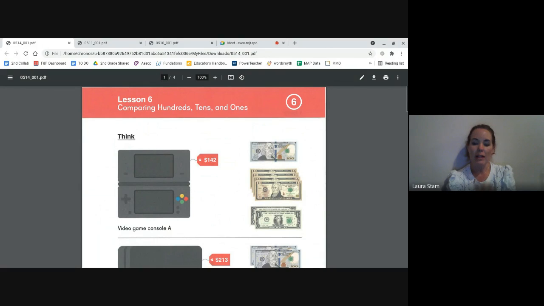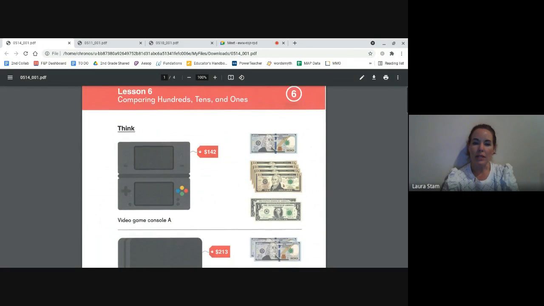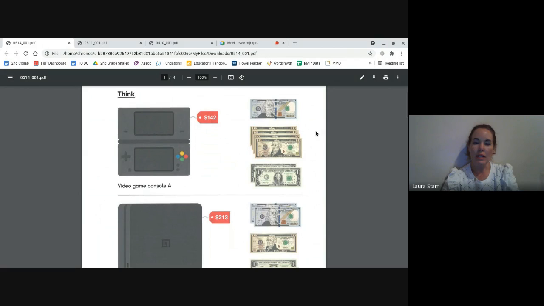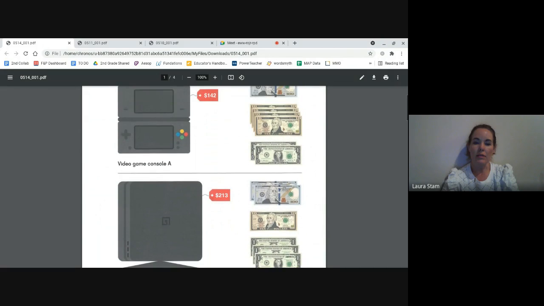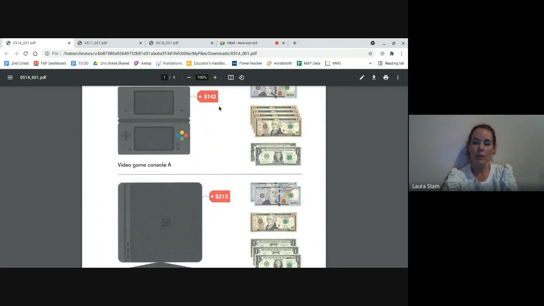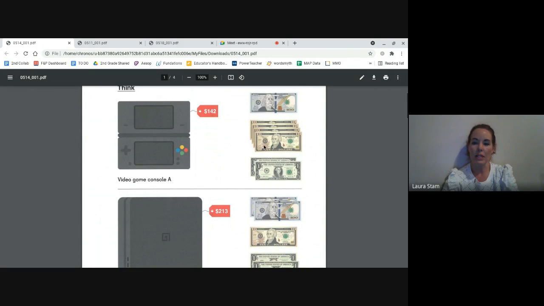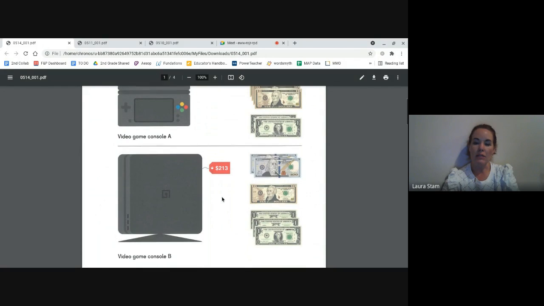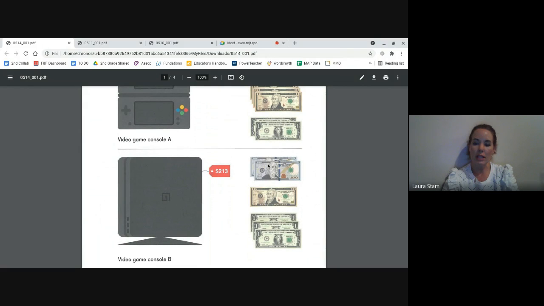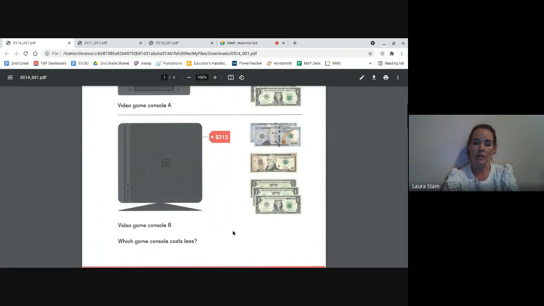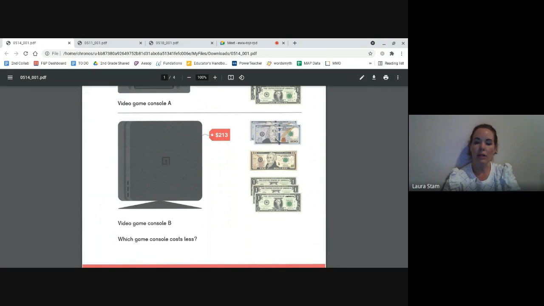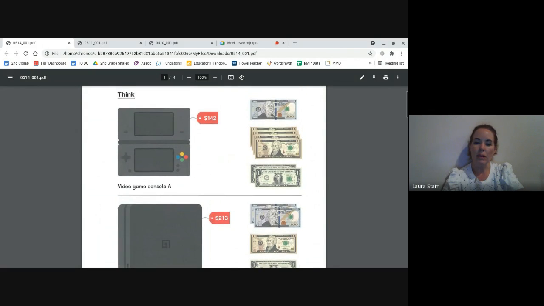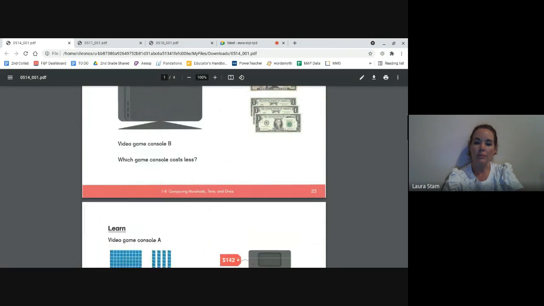So let's do a little math lesson. Let's look at this problem that's going on here. We have two game consoles. First console is $142, and we can see that represented here in the dollars, hundreds, tens, and ones. And we have video game B for $213, and you can see the hundreds, tens, and ones. So the question is, which game console costs less? We want to figure out which one is cheaper.